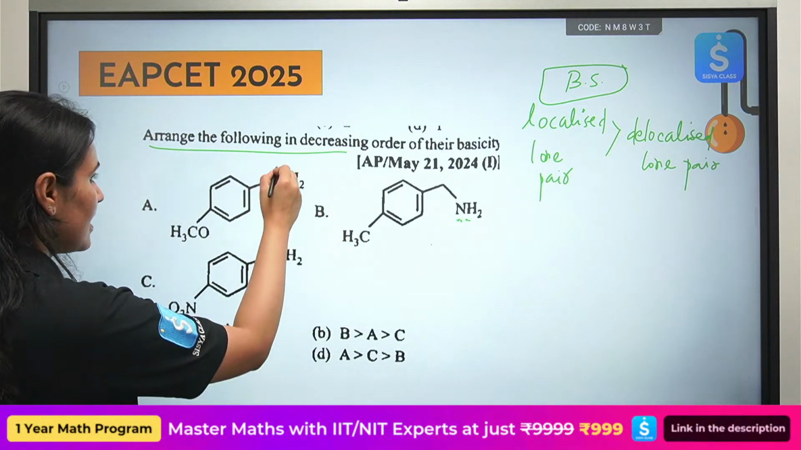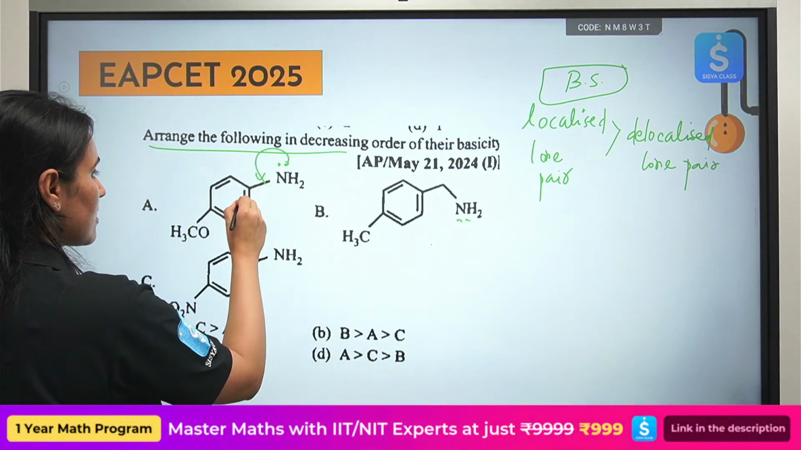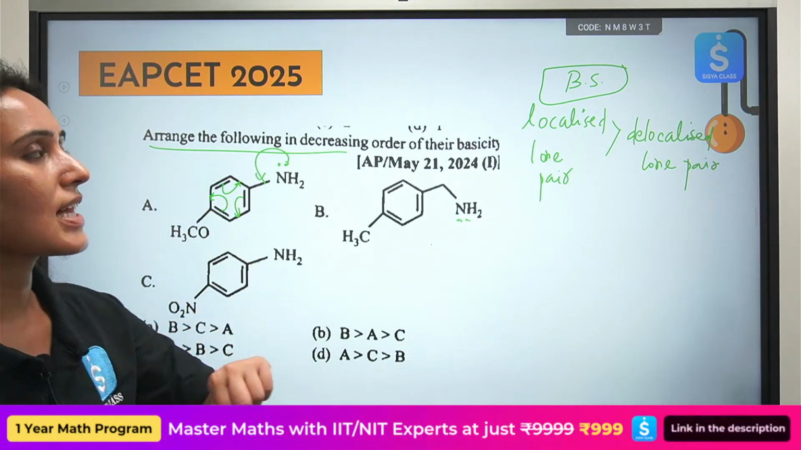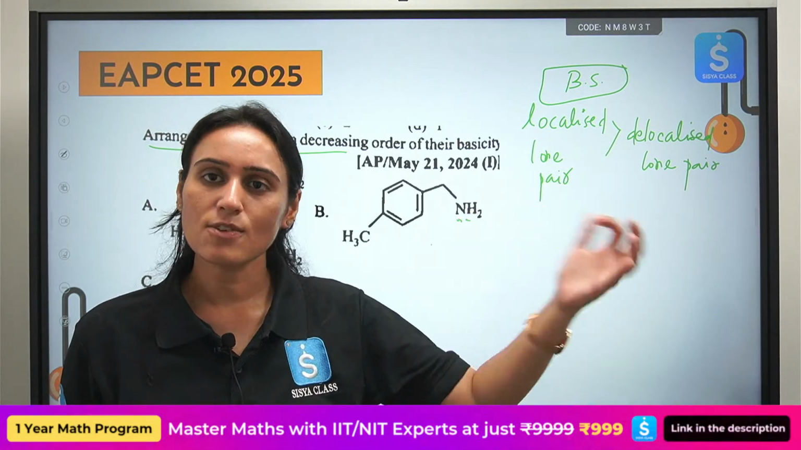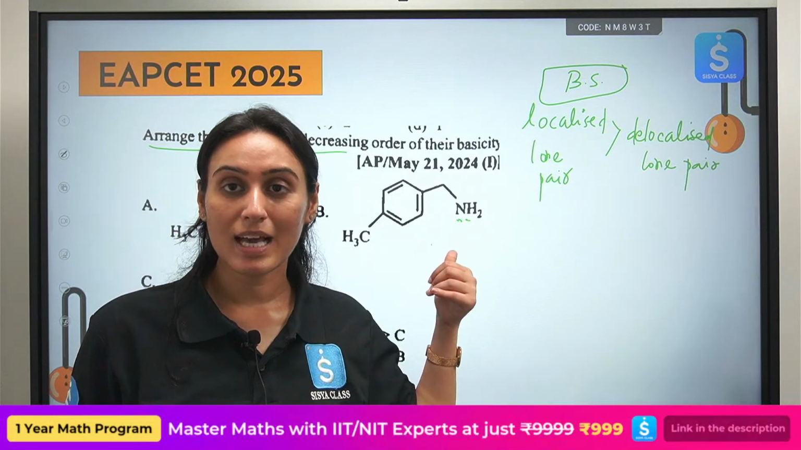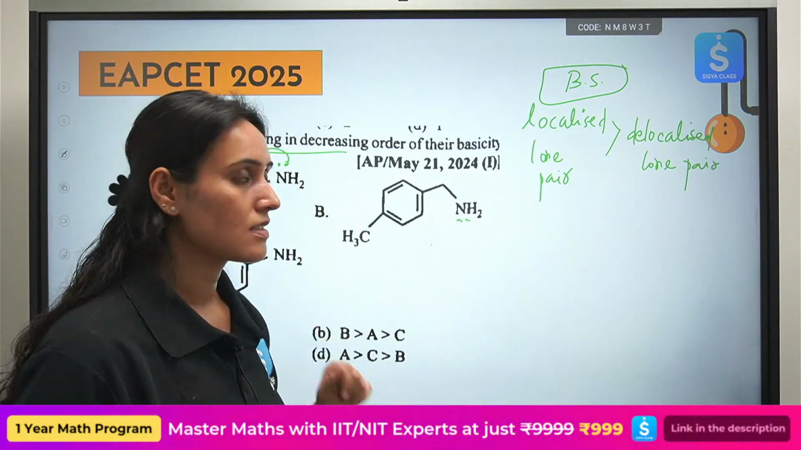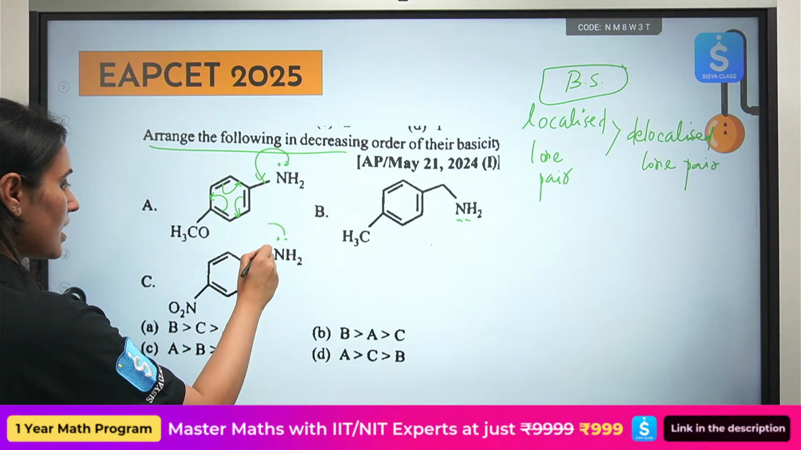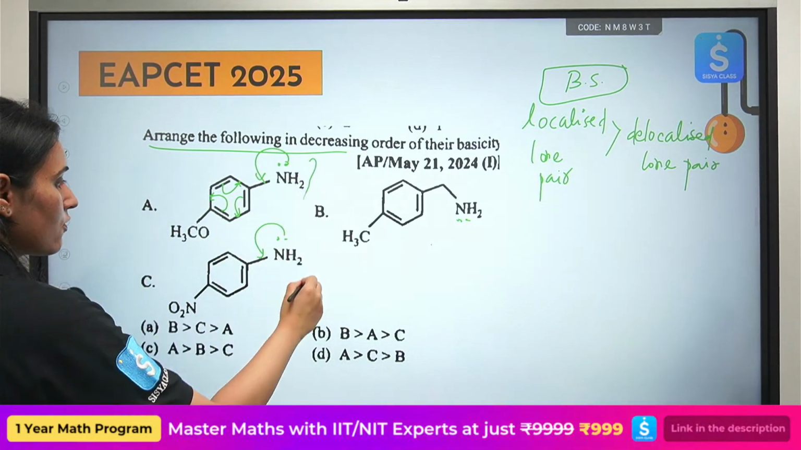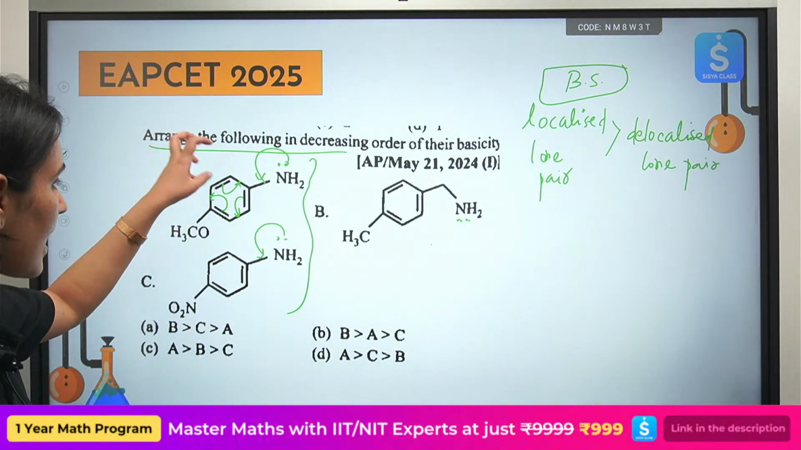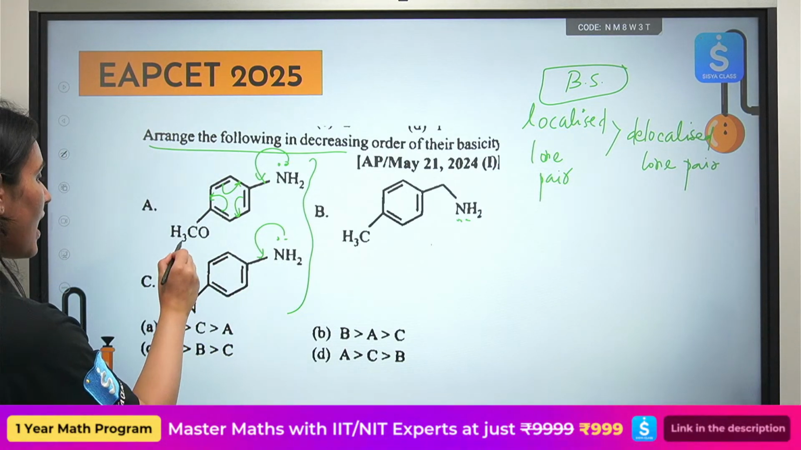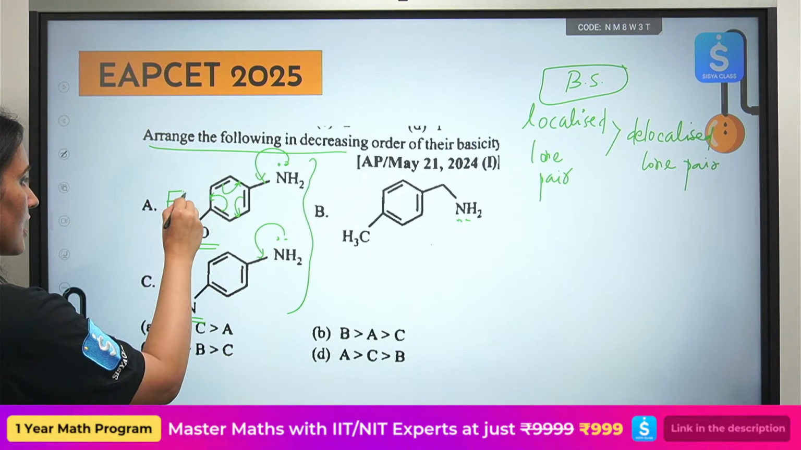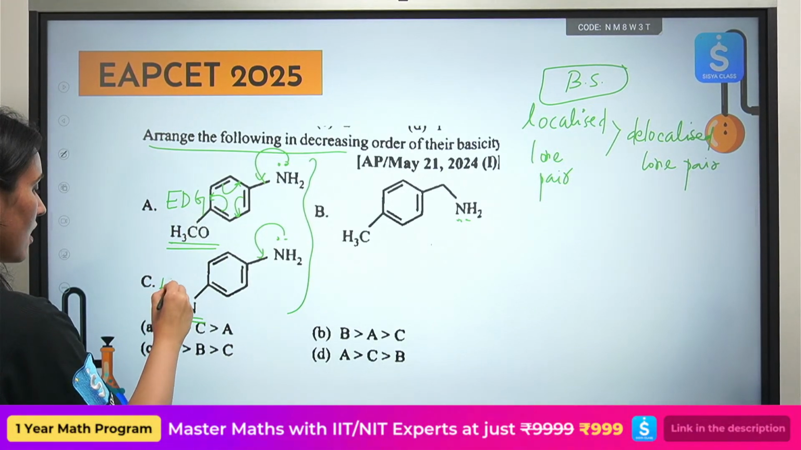But if you see this one, this is part of delocalization, right? If it is delocalizing, then it is not available for donation. So it would be considered as a weaker base than B. What about this one? In this case also there is delocalization. Yes. So both of them would be considered as weaker bases. But how do we compare between these two? So you have to see what type of group is attached now. This is an electron donating group. This is an electron withdrawing group.